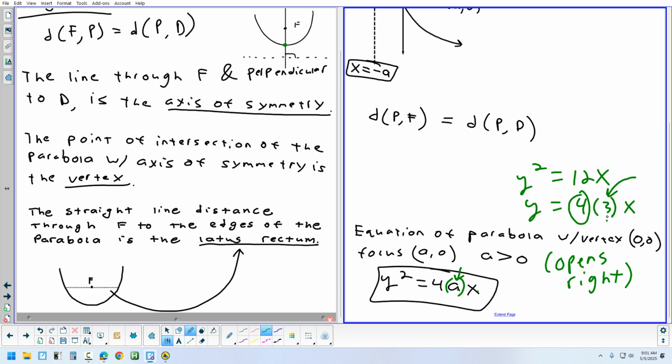Okay. We'll do a little bit more of that. Now, I'm not going to say too much more about the equation, but I'm hoping once I show you the one that opens left, you can figure out what's happening to make it open left.